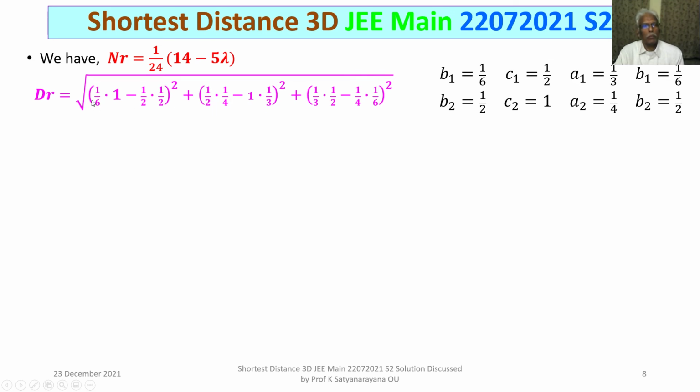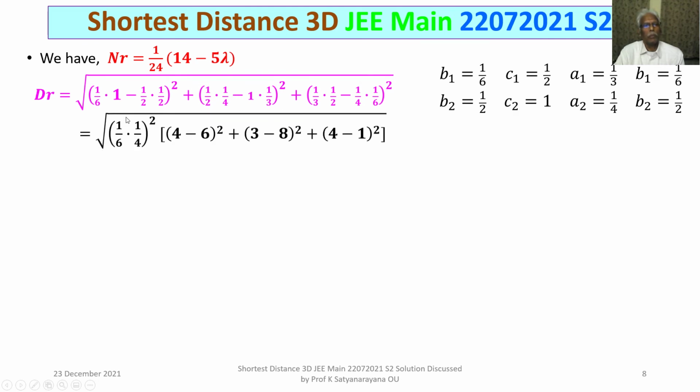When you take 1 by 6 into 1 by 4 common, when it comes out of the square, it becomes a square. So that will be equal to the square root of (1 by 6 into 1 by 4) whole square multiplied by this one. So you will get (4 minus 6) whole square plus (3 minus 8) whole square plus (4 minus 1) whole square. So 1 by 6 into 1 by 4 will come out as 1 by 6 into 1 by 4 multiplied by the square root of 4 plus 25 plus 9, that is 1 by 24 into the square root of 38.